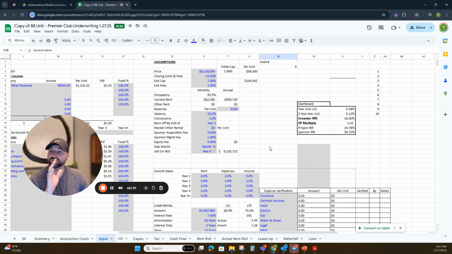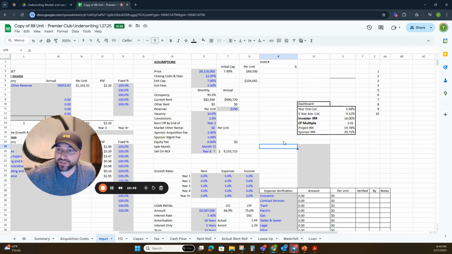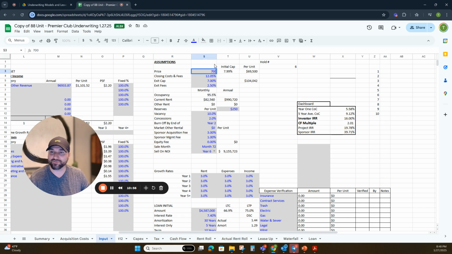Now let's get to the actual return dashboard, and that's what you see right here. So this dashboard typically will change if you put in different prices or different factors in blue. Now, since this is in Google Docs, I'm not sure if it's going to work. But let's say, for instance, we change this purchase price to $7 million.